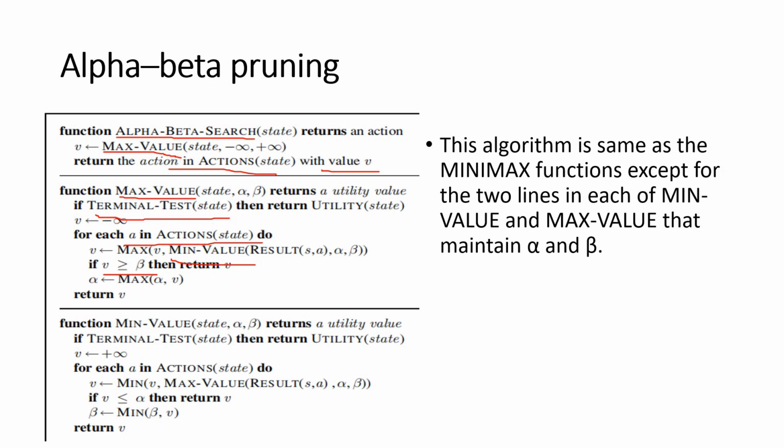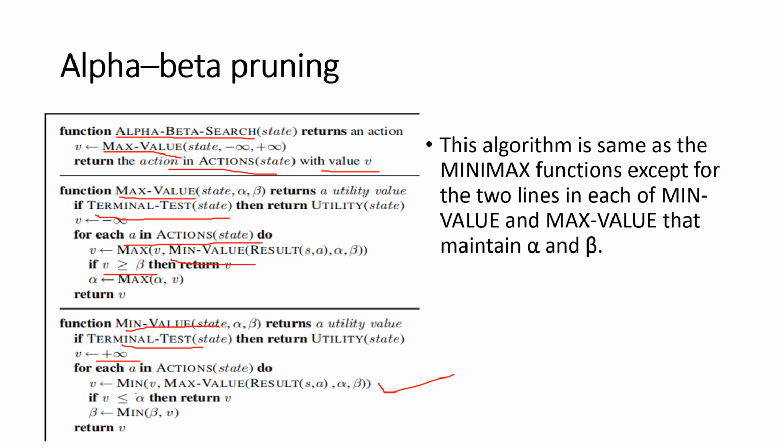Then you can see another function, the min value function. So this is called at min player's turn, and min tries to minimize the utility value. And here you can see if it's a terminal node, if the game ends, then return the utility value. And here we are setting V equal to plus infinity. Min starts with the highest possible value and tries to reduce it. For each A in actions, that means min checks all possible actions. And after min's move, max will respond and min selects the minimum value.